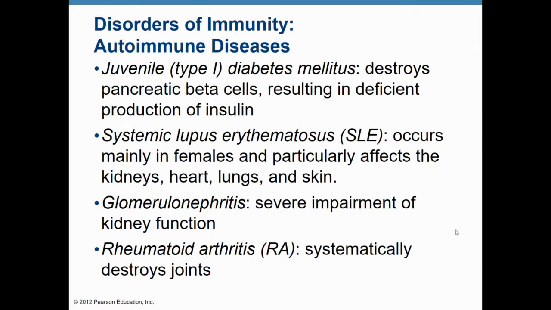And then there's rheumatoid arthritis. Rheumatoid arthritis is when the immune system kind of systematically attacks the tissues that are in the joints.